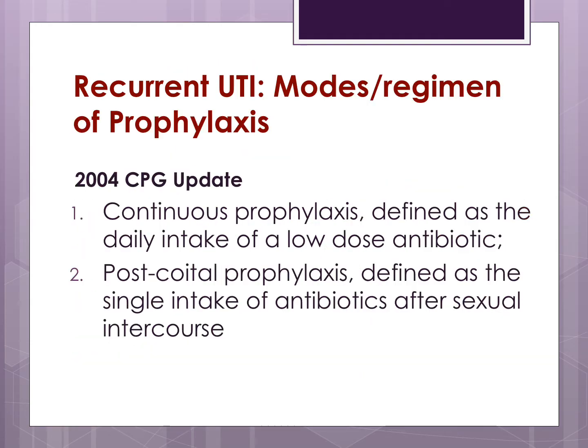Now, how about treatment? In the 2004 CPG update, it talks about prophylaxis, where there is continuous prophylaxis defined as daily intake of a low-dose antibiotic. It doesn't say how long to give it. And then also post-coital antibiotic prophylaxis defined as the single intake of antibiotics after sexual intercourse among someone who has recurrent UTI. So how do you prevent recurrences of UTI? So one way is to take prophylaxis, either post-coital prophylaxis or continuous prophylaxis.